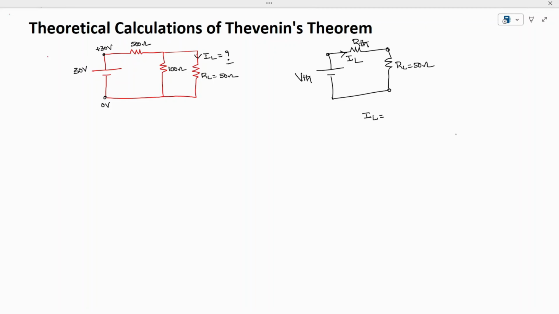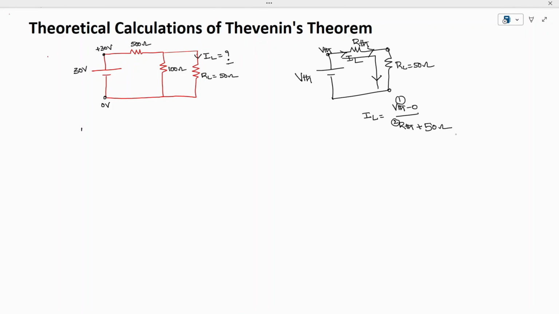The formula for IL is very simple. This is V Thevenin, and the current is flowing in this direction, so this is high potential. IL is equal to V Thevenin minus 0 divided by R Thevenin plus RL, where RL is given in the problem as 50 ohm. So first we have to find VThevenin, and second we have to find RThevenin.